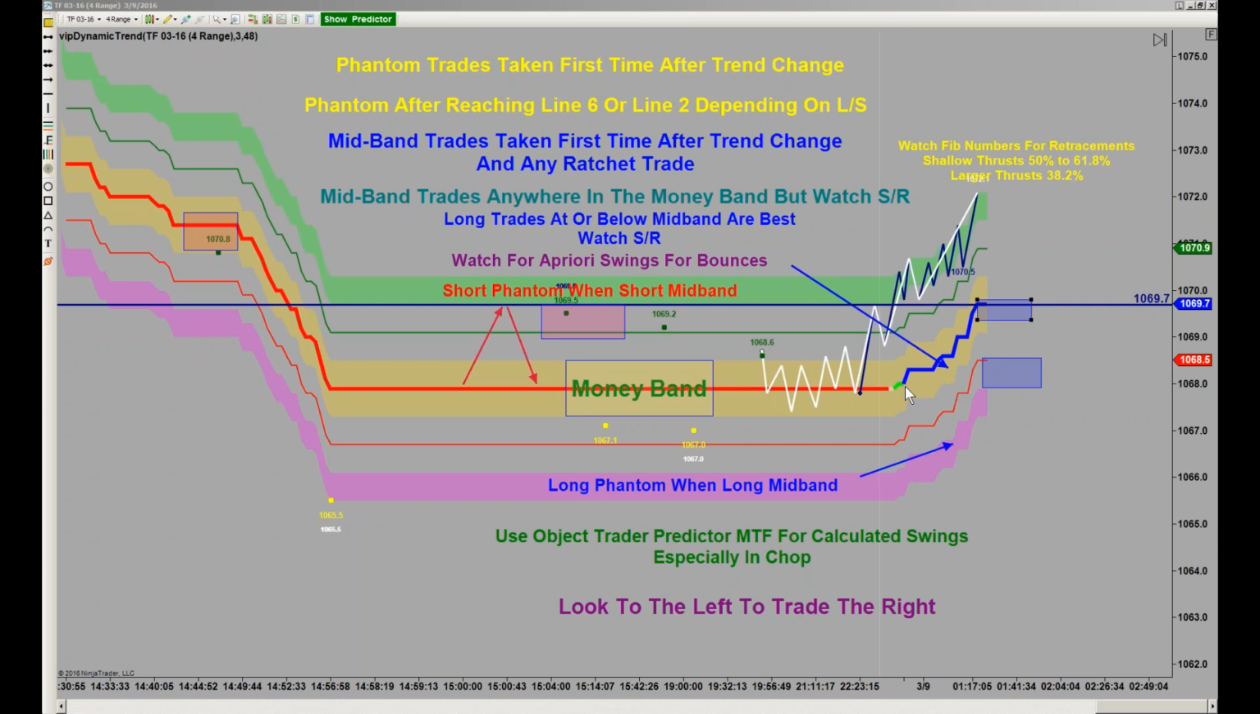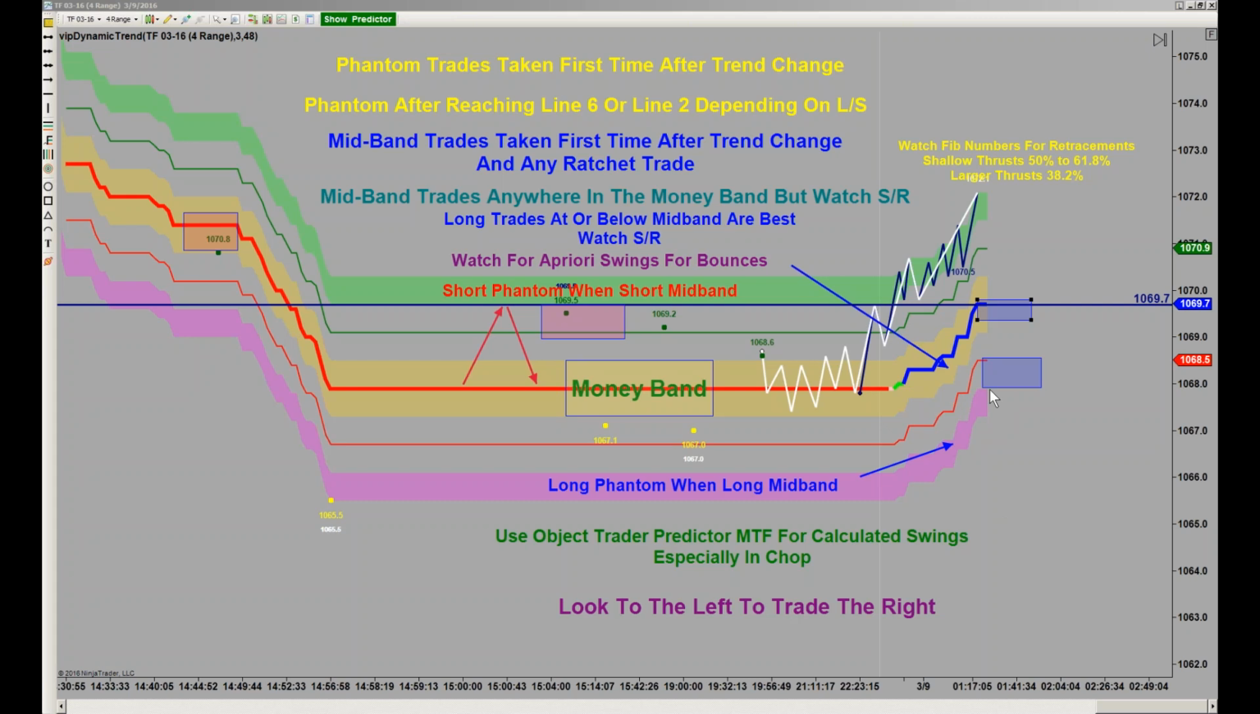And you'll get a lot of the blues right at the start of the session, or the reds, which means that's a session low, okay? But what we're looking for, just to give you an example, if this were to come down into this area right here, that's a phantom first time after a trend change.